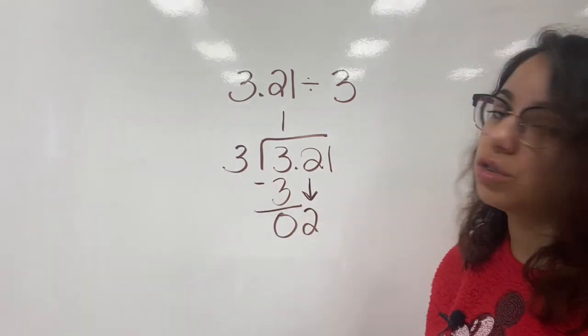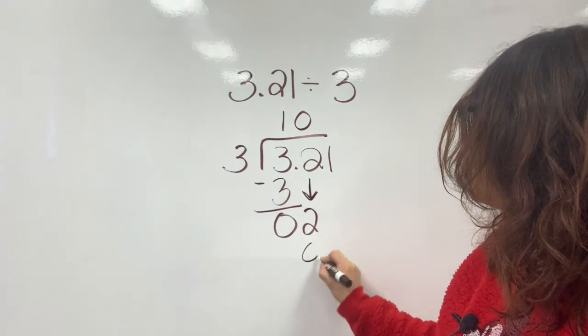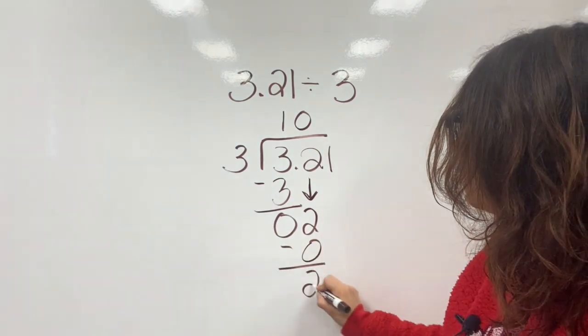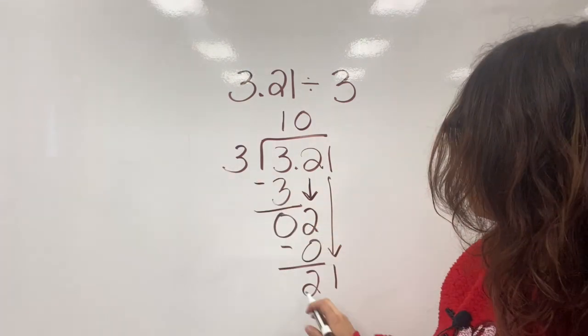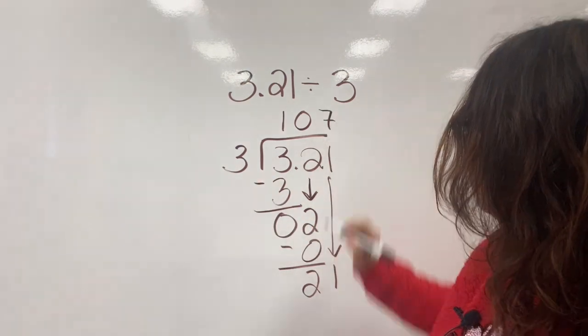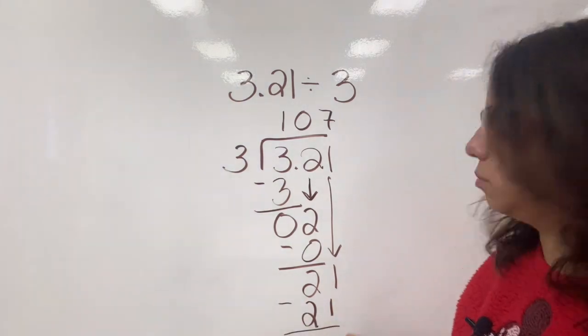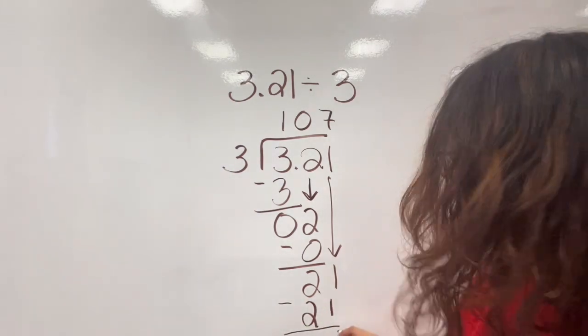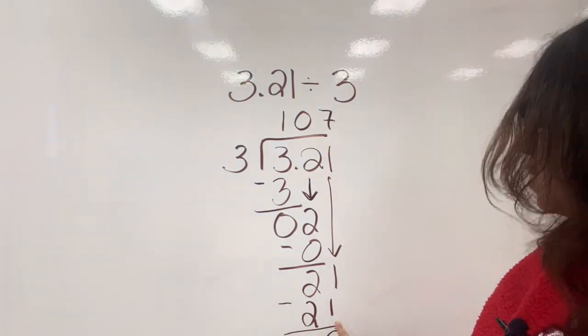Can 3 go into 2? No, it cannot. So we're going to put a 0. 3 times 0 gives me 0. Find the difference. Now carry down the 1. Now 3 goes into 21 7 times. I don't know if you guys are going to be able to see, but I'm going to tell you 21 minus 21 gives us 0. So there's no remainder. Again, you guys can't see. You can see the top of the 0.